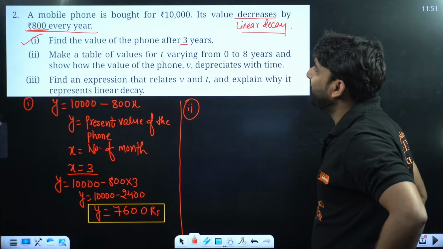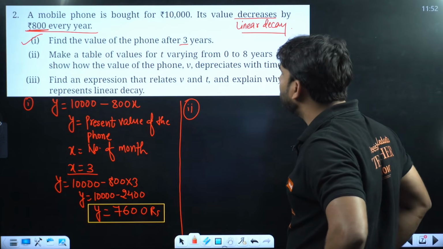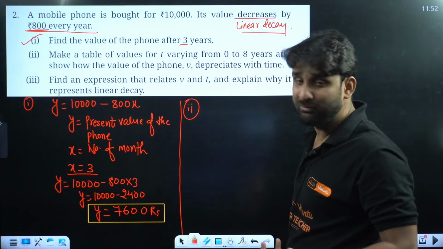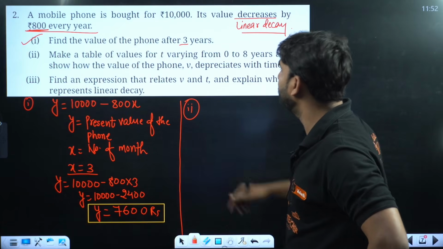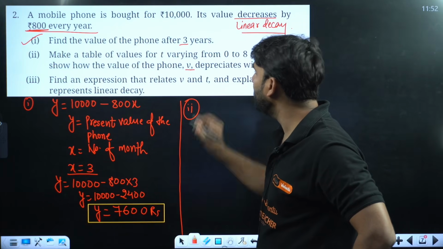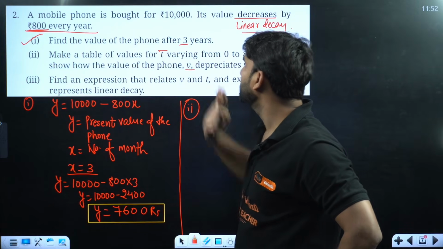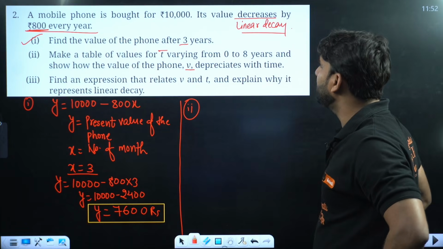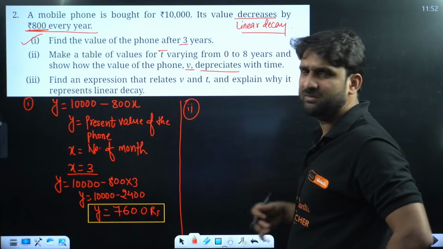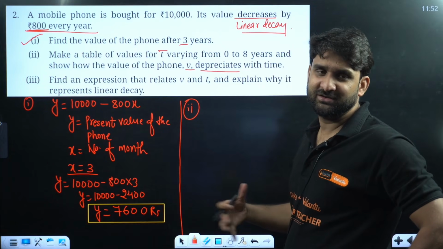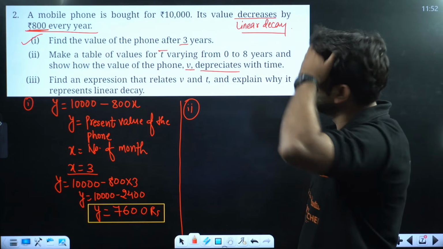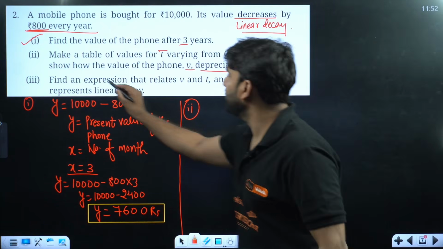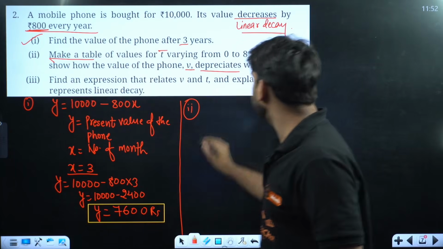Make a table of values for t varying from 0 to 8 years, and show how the value of the phone depreciates with time. For value we take v, and for the time we take small t. Depreciate means decreasing. Depreciation occurs in a country, in the economy. So depreciation means something is decreasing. Because the question is asking to make a table, let's make a table.